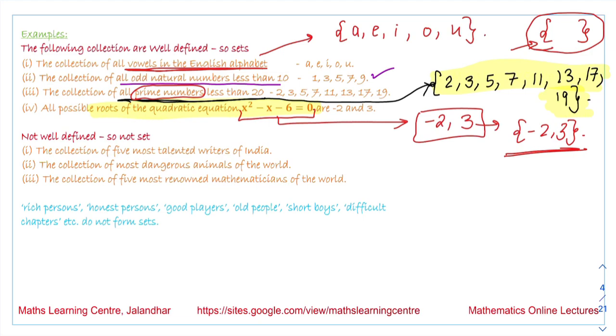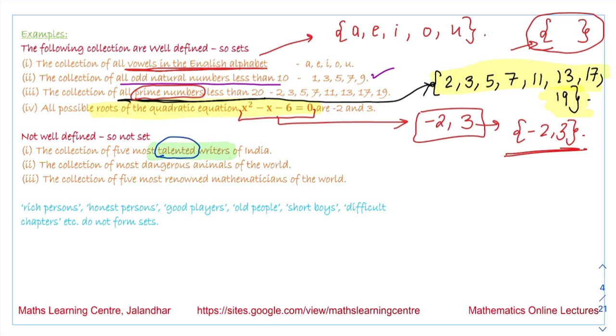So first is the collection of 5 most talented. This word talented over here has no definition. When we are saying talented writers of India, this word talented has no fixed definition. For me, the list of most talented writers may be different. For someone else, it may be different.